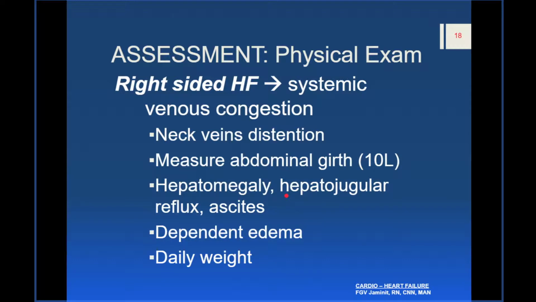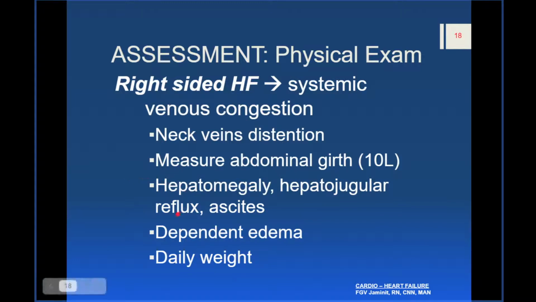Sa right side heart failure, since it is more on systemic congestion, check on the neck veins here. Okay? Look on to the jugular vein pressure of the patient. Usually it is more than 10 centimeter water. Measure the abdominal girth because this may be an indication of ascites or an edema in the abdominal area.